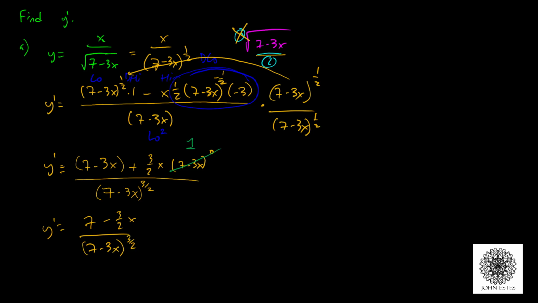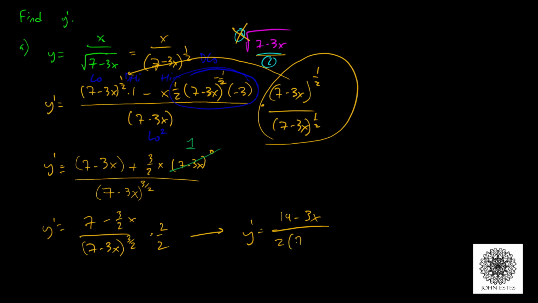Okay, now lastly, if you want to get rid of the 3/2, we apply the same trick we did here. I'll just multiply by 2 over 2. So I end up with y prime equals 14 minus 3x all over 2 times 7 minus 3x to the 3/2 power. Okay, let's look at another one.